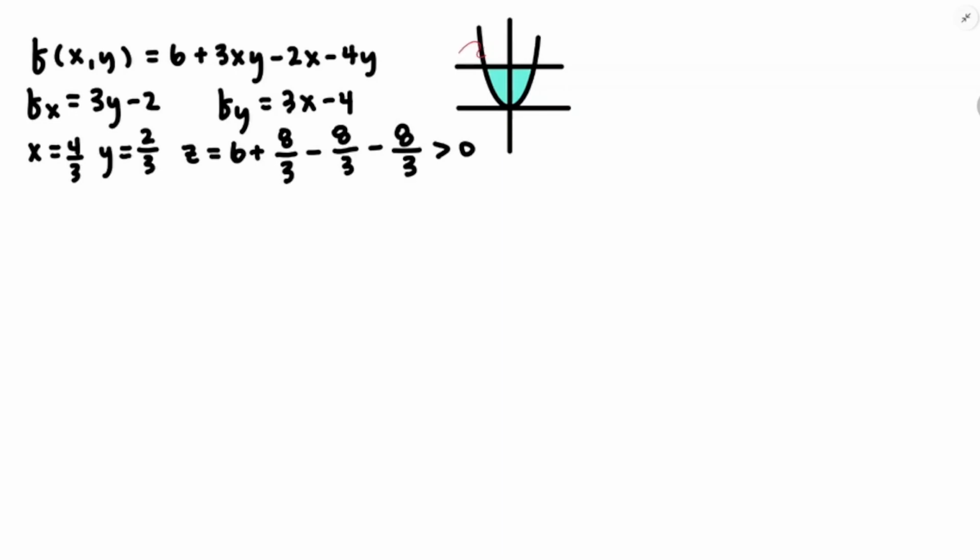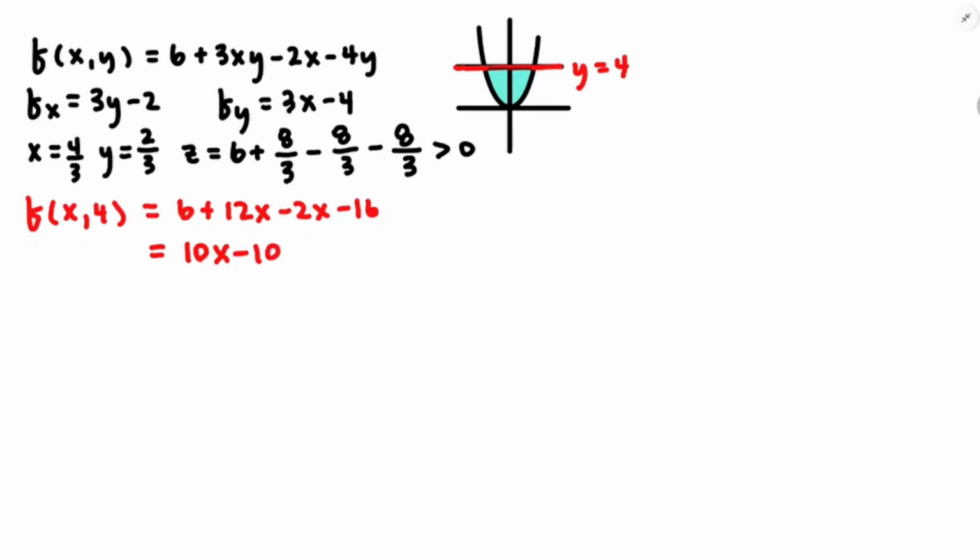So I'm going to start with the easier of the two pieces, this line right here. This is y equaling 4. So I'm just going to plug in y equals 4. So really what I'm doing is I'm looking at f of x and 4. That'll equal 6 plus 3 times x times 4, that'd be 12x, minus 2x minus 4 times y is minus 16. If I put that all together, I'm going to have 10x minus 10. So now I've reduced f to 10x minus 10 along that y level.